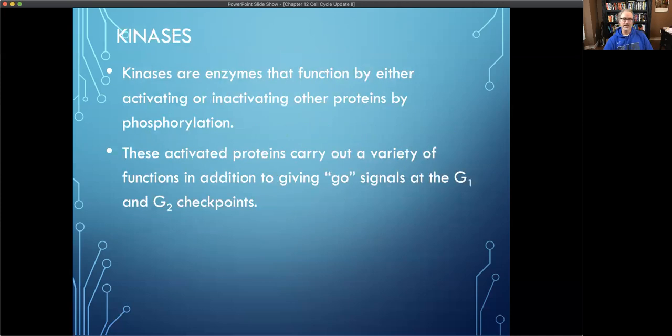And again, the kinases are going to be present in a constant amount. And what they're going to do is function by either activating or inactivating other types of proteins through phosphorylation. Okay, so they're going to add a phosphate group on, typically activating the protein, but there are times when they can inactivate them. And the activated proteins are the things that are going to serve as those go signals and get that cell to go through the different phases of G1, S, G2, and M, and so forth.